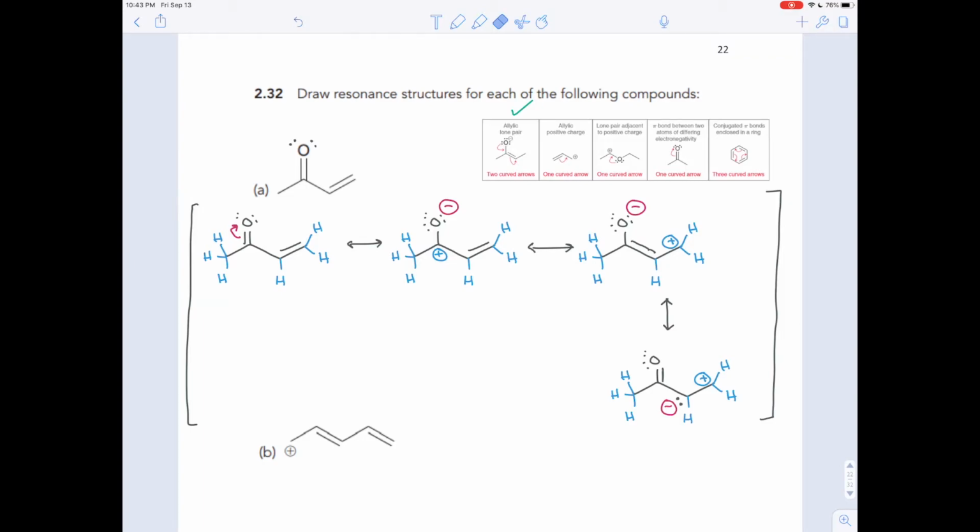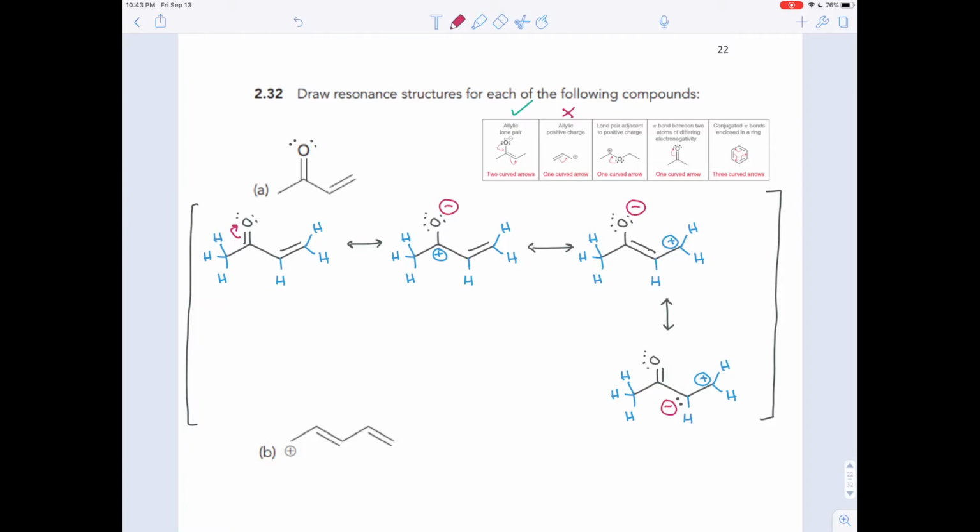How about an allylic positive charge? That's the next structure here. We have just 1 positive charge. It's over here, and it is not 1 atom away from a double bond. The 1 atom it's away from is not involved in a double bond. So we don't have an allylic positive charge.